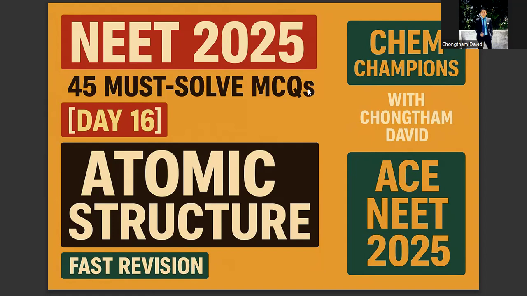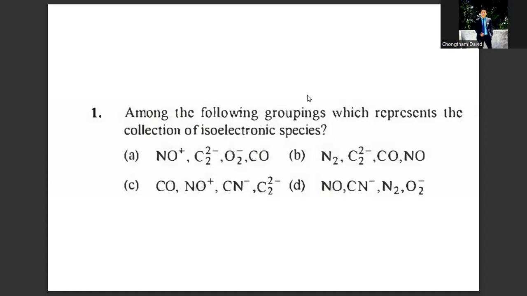Let's jump in. Now, without any further ado, I'm going to start sharing the screen for you. Let us read the first question. Among the following groupings, which represents the collection of isoelectronic species? You're given different types of ions. Out of these, you should choose the collection of isoelectronic species, meaning the same number of electrons.